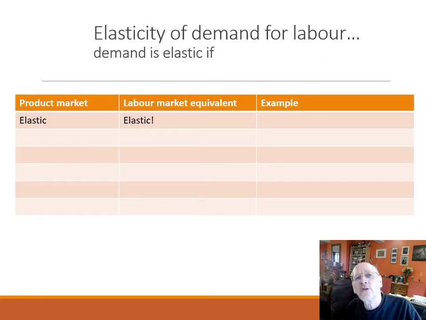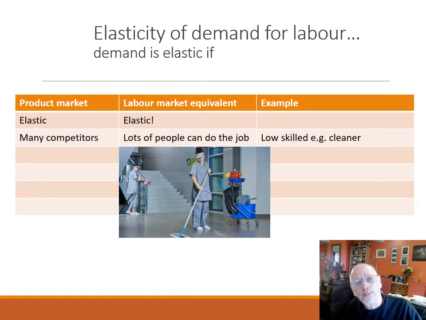What about the factors that determine whether it's a steep inelastic curve for labour or if it's a shallow curve? Well, the first obvious point is that if the demand for the product is elastic, then the demand for the labour that makes that product is likely to be more elastic. And the other factors are very similar to the elasticity of demand for a product, except that we then turn them into the labour market.